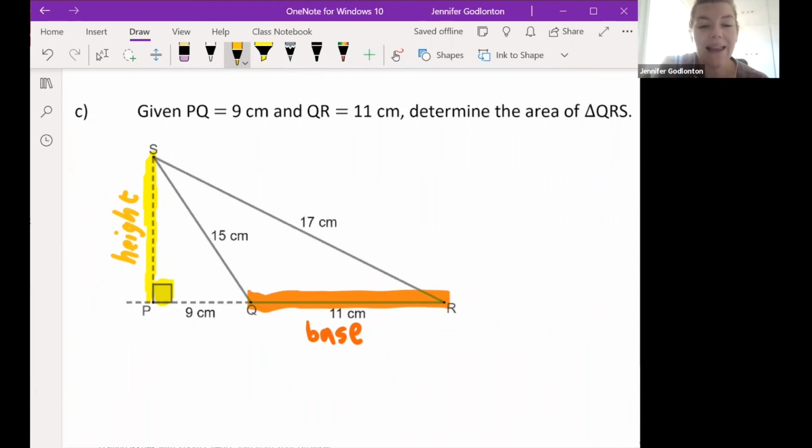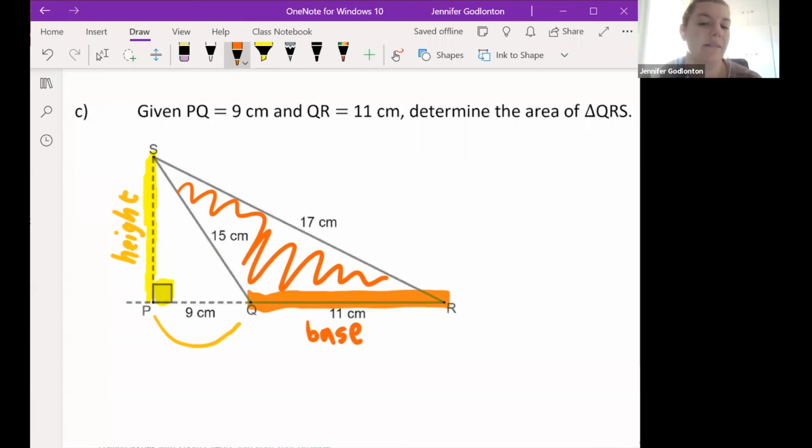So we don't add the 11 and the 9, because this 9 over here is not part of my triangle. I'm wanting to find the area of this triangle here, and on that triangle, the 9 has nothing to do with it. Only the 11.